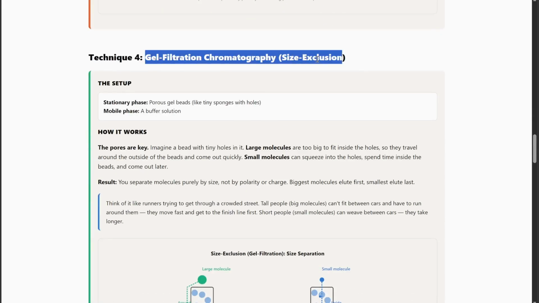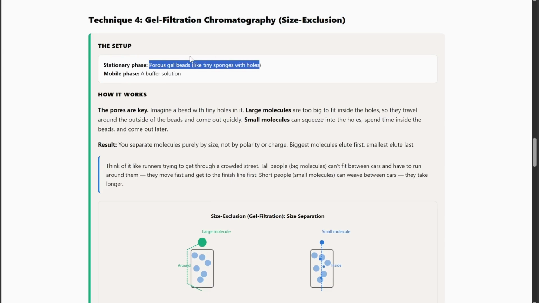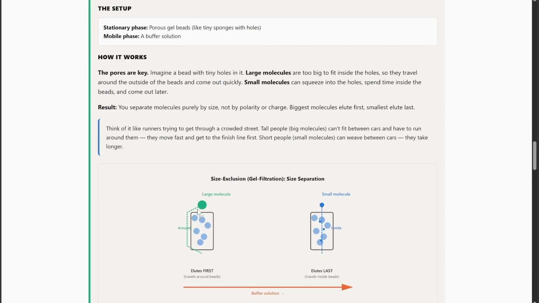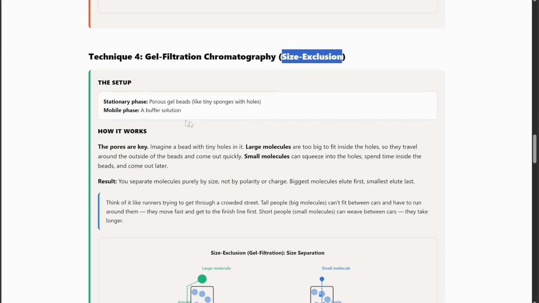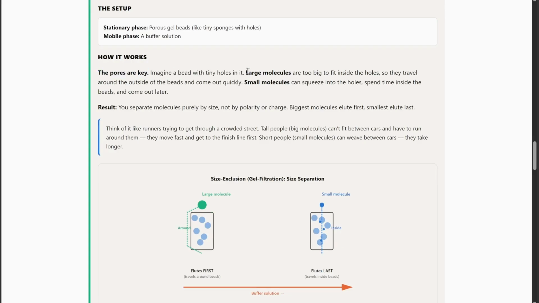In gel filtration chromatography, or size exclusion, the porous gel beads are like tiny sponges with holes. The stationary phase is basically like a sponge with holes in it, and we're trying to filter by size. That's why it's also called size exclusion. So the pores are key, so imagine a bead with holes in it. Large molecules are too big to fit inside, so they come out the end of the column first, while the small molecules squeeze into the pores. That means you separate the molecules purely by size and not by polarity or charge. So the biggest molecules will elute first and the smallest ones will elute last.